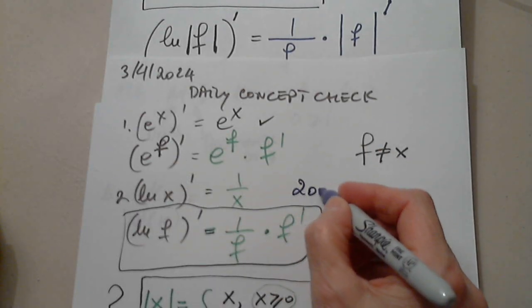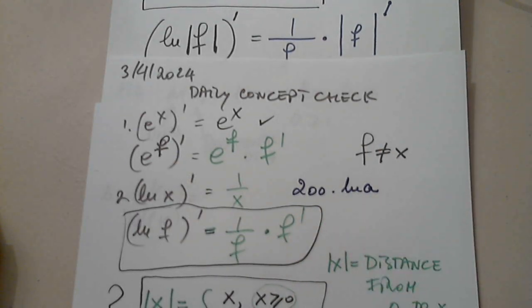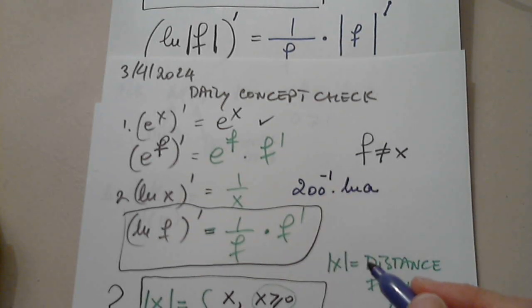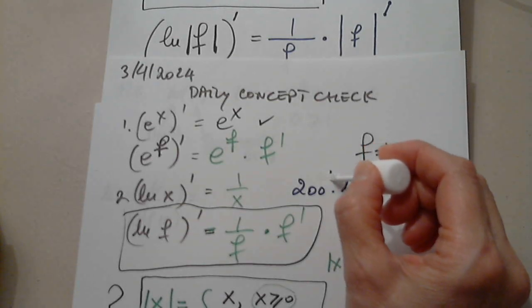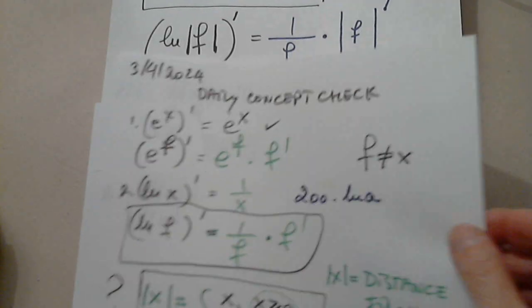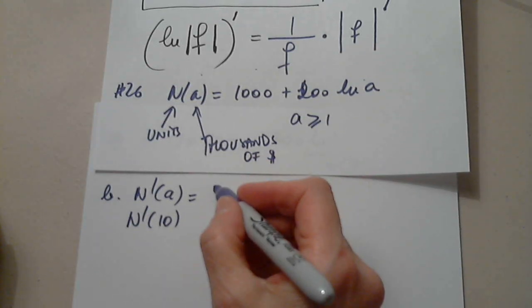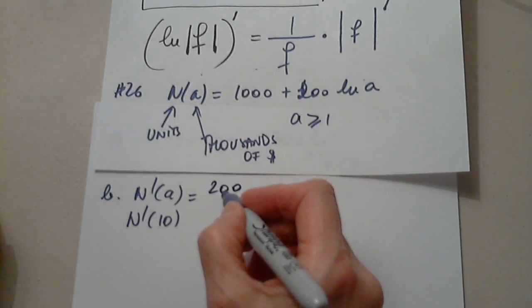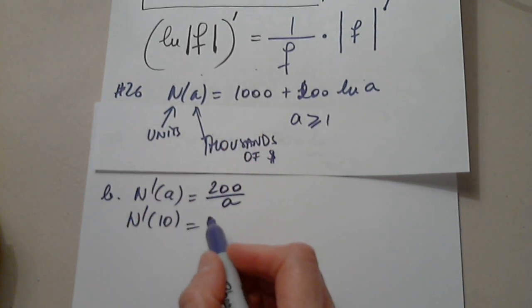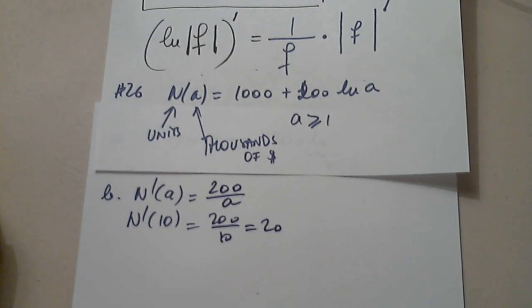So we have 200 times natural log A. Why would I put 200 in the denominator? Does it have power -1? No, it does not. So then nobody can touch it. Okay, so then the derivative will be 200 over A. Thank you very much. 200 over A. Awesome. We're asked to plug in 10, so this will be 200 over 10, which is 20.